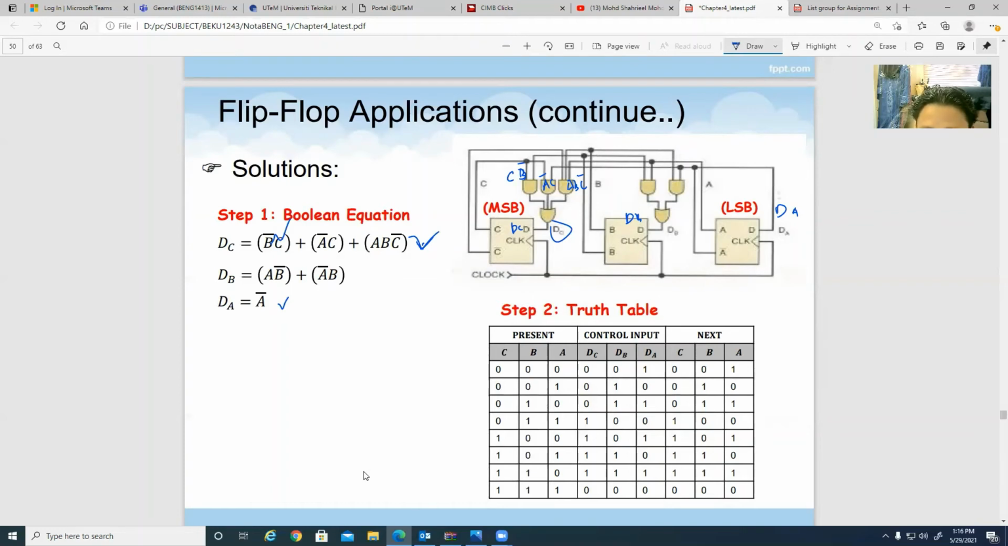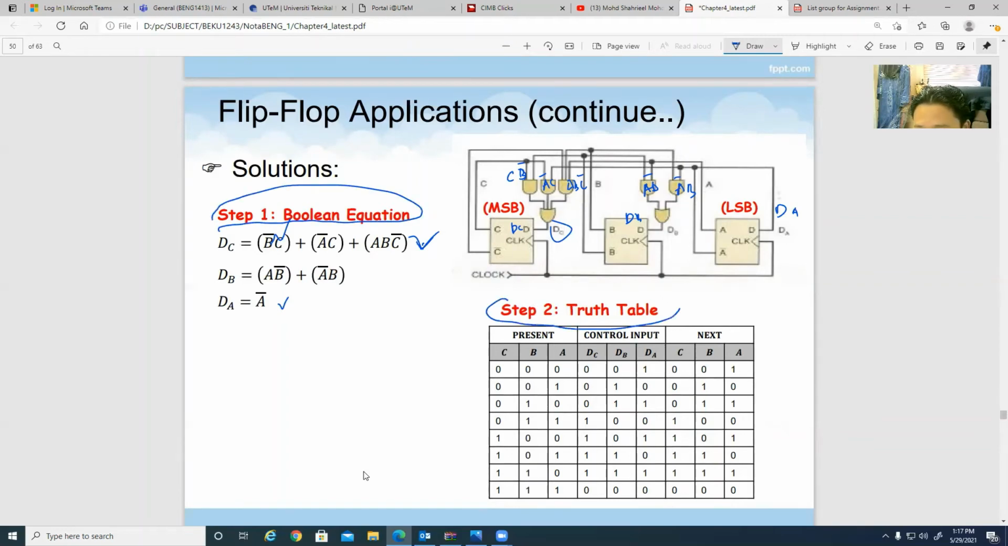And then for the DB, for example, we get A bar B, and then maybe A B bar plus A bar B. So that's the B here. Then this is step number one that you have to remember for the counting.